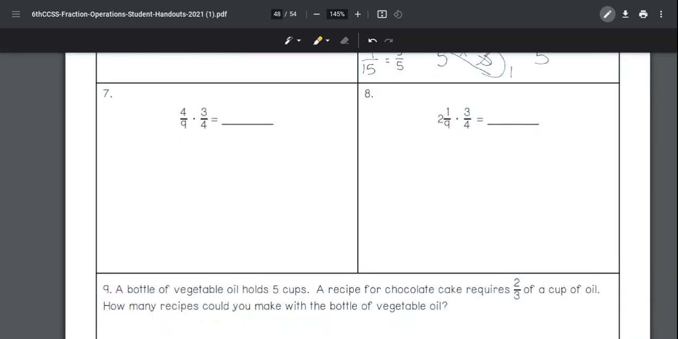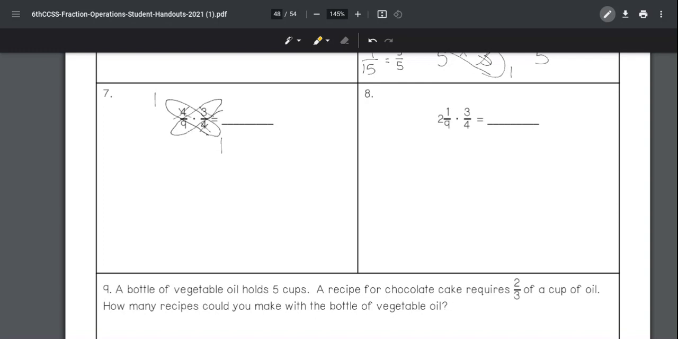Number 7, 4/9 times 3/4. I can simplify using the Band-Aid method. I can do both on this problem. 4 and 4. 4 is my common number. How many 4's make a 4? 1. How many 4's make a 4? 1. 3 and 9. 3 and 9 both show up on my 3's.